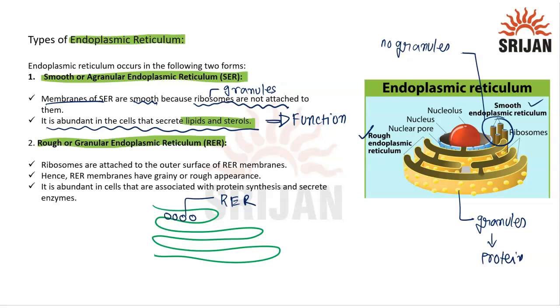Now coming to the rough endoplasmic reticulum, it has granules, and the granule is the ribosome. So what happens? They help in protein synthesis. Also, they help in the formation of enzymes. Their appearance is very grainy because they have granules. Pretty important: they have a rough appearance, whereas the smooth endoplasmic reticulum has a smooth appearance. So till here, we have understood what smooth endoplasmic reticulum is.